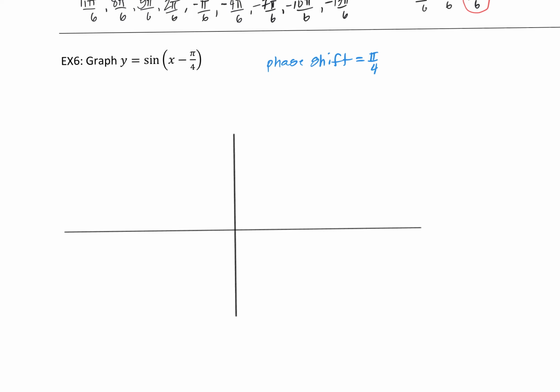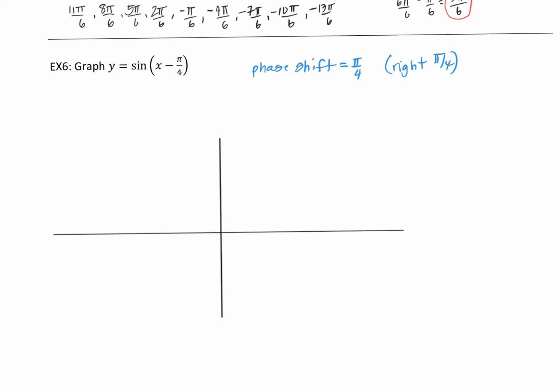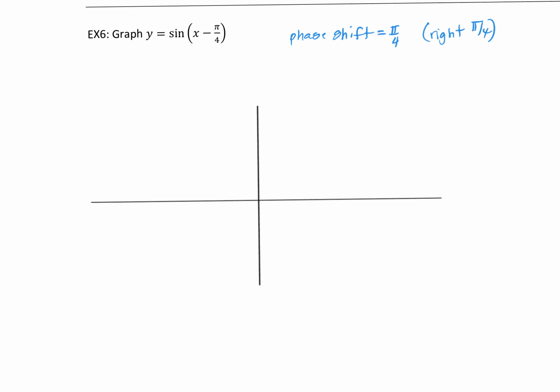And that just means that once we've broken up our x-axis, we would be adding pi over 4 to each one of our key values. So just as a reminder, this is going to be right, pi over 4. Amplitude didn't change, so I'm still doing a 1 and a negative 1. Still going to go 1, 2, 3, 4, end up at 2 pi, and 1, 2, 3, 4, end up at negative 2 pi.